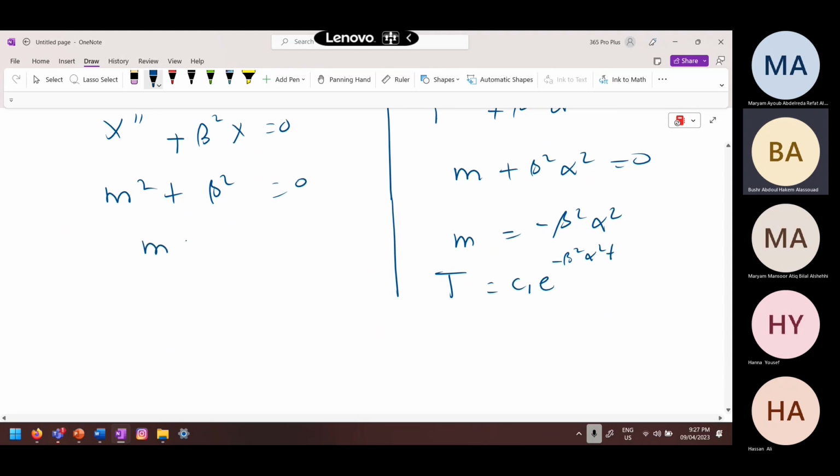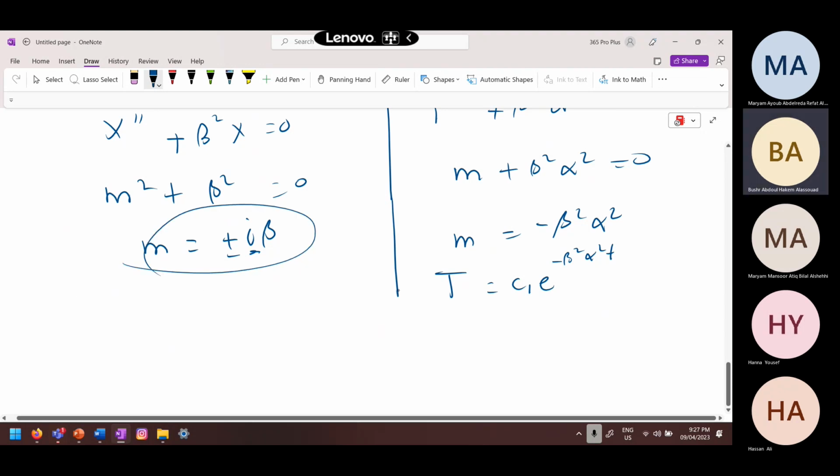As for this, you'll get m equals plus or minus i beta. You can see i. As we learned in differential equations, when you have an i here, you will just use the sine and cosine solution. So you'll get X equals C1 sine beta x plus C2, or C3, cosine beta x. It doesn't matter, it's just a constant. If you use the formula sheet, it will give you the same answer directly without going through this procedure.